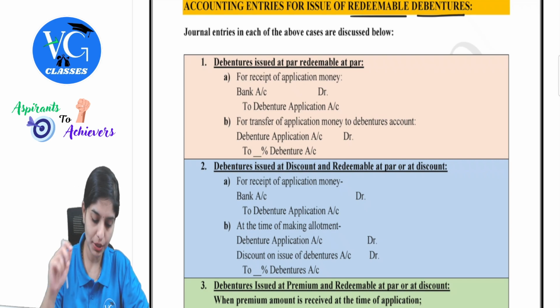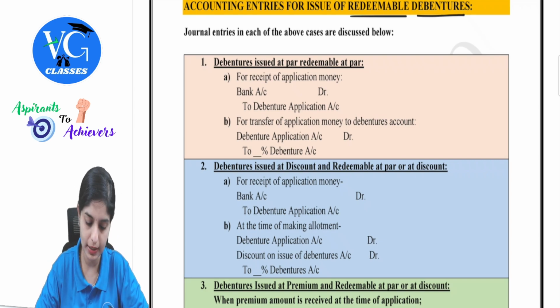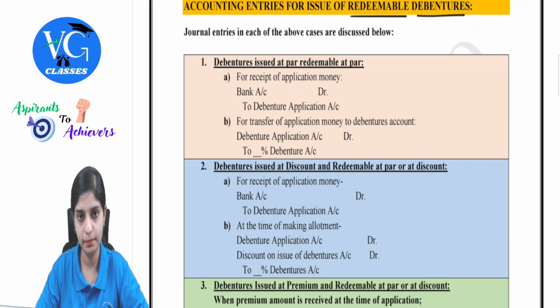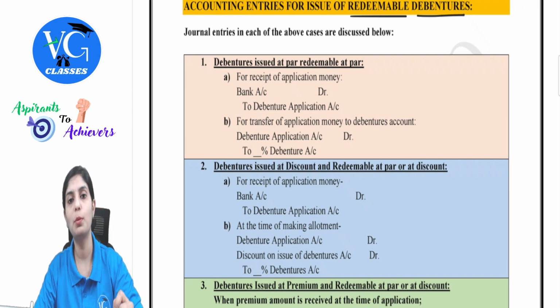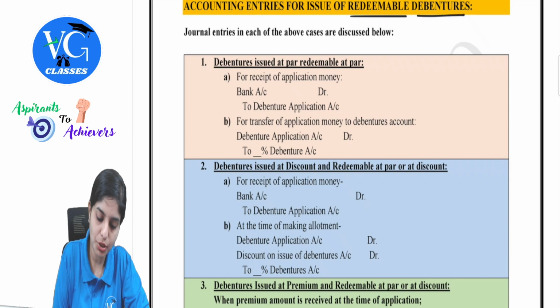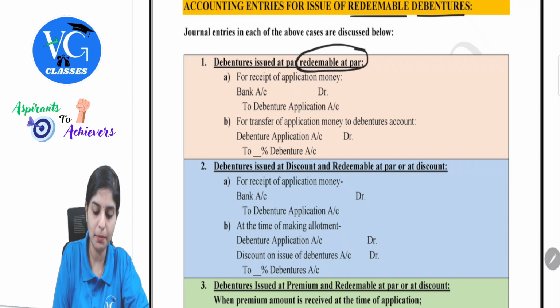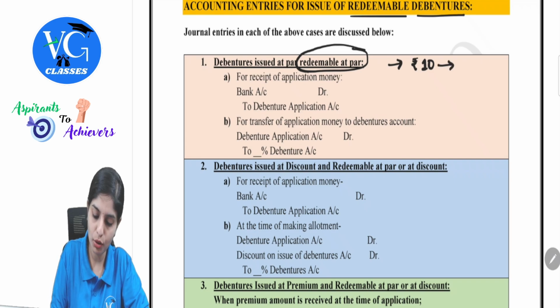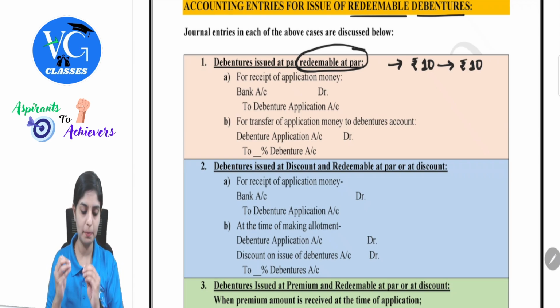What are you telling about it, ma'am? So let's understand this with journal entries. First one, debenture is issued at par, redeemable at par. That means it is issued at face value. Par means at face value or nominal value. So redemption is also happening at par. That means, for example, if I am issuing debentures at rupees 10, the redemption, that is repayment, is also happening at 10. That is what redeemable at par means.